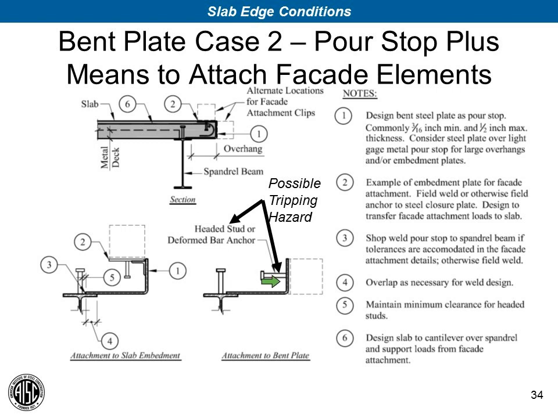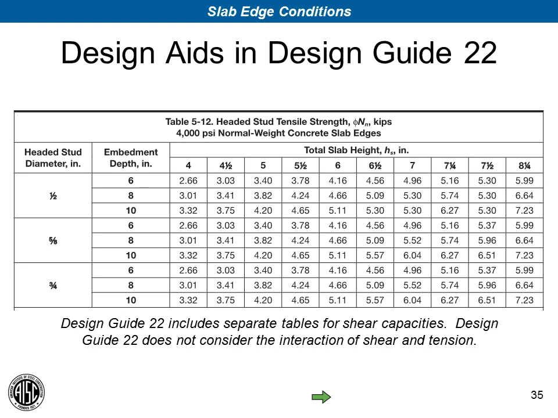One quick word on using headed studs on the vertical leg of the bent plate is that these may pose a tripping hazard to the iron workers as they're erecting the frame and setting the bent plate. And so quite often these tend to be field installed rather than shop installed, and doing the horizontal weld to the vertical leg may be tricky, particularly if it's a very short vertical leg. In Design Guide 22, we've included a number of design aids for headed studs for both shear and tension in slab edges, so hopefully you'll find these useful.